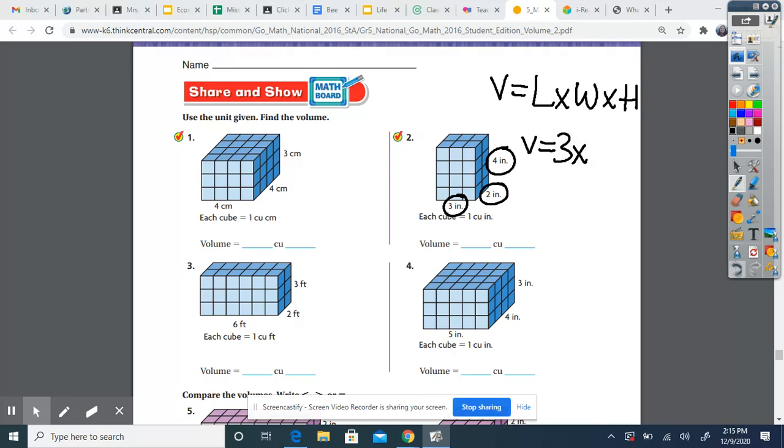So our length is 3, our width is 2, and our height is 4. So 3 times 2 is 6. 6 times 4 is 24. So volume equals 24. Fill in my spot, and we have inches, so cubic unit inches.